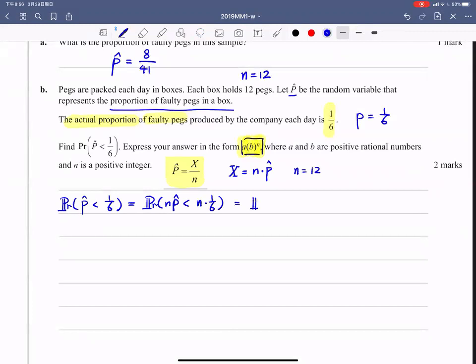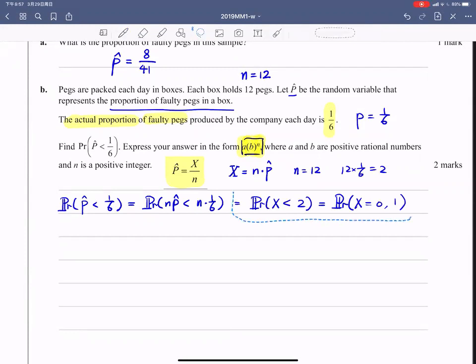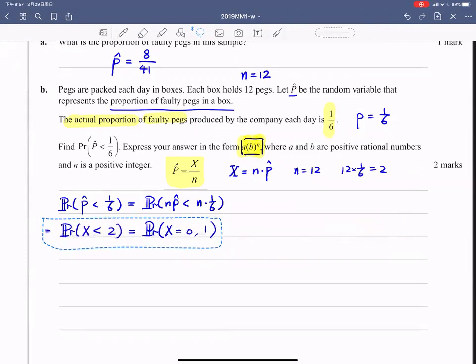N is 12. So your probability statement will be big X smaller than 12 times 1 on 6, which is 2. But notice this is a discrete case of probability question. Therefore, X can only be what values? Integers, right? So X can only take the value of 0 and 1. Finally, what is X? Look at the only outcomes in this experiment.